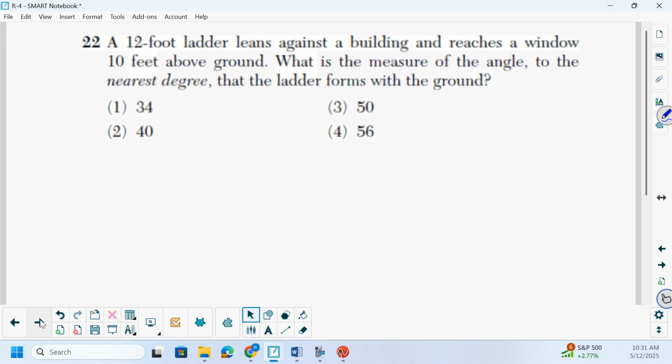All right, going to our next one, which flips to the next page, number 22. We'll give you 15 seconds to read the question.